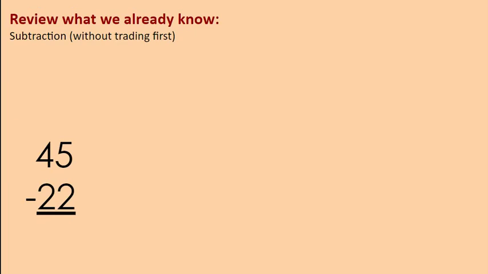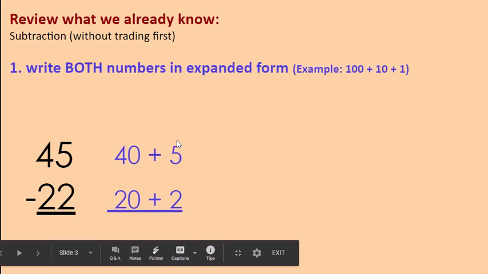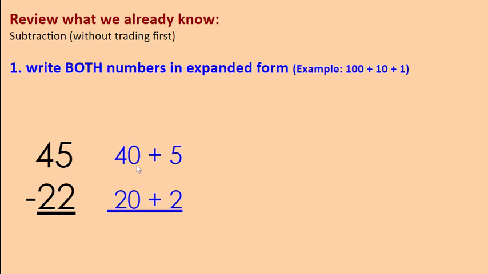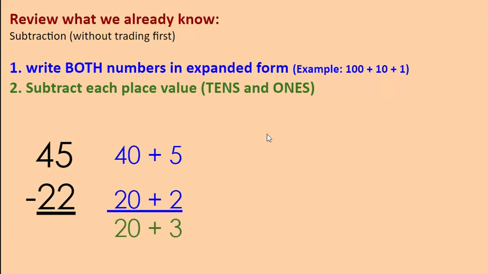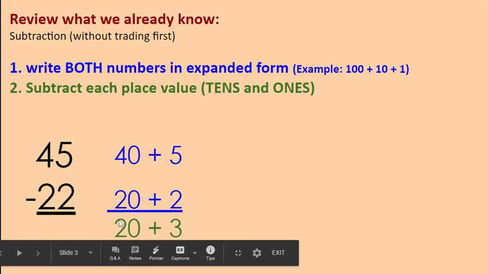Let's review what we already know. When you have simple subtraction problems like 45 minus 22, you can expand each number. We write both numbers, 45 as 40 plus 5, 22 we write as 20 plus 2. Once you have expanded both numbers, the second step is to subtract each place value, tens and ones separately. So 40 minus 20 equals 20. 5 minus 2 equals 3.